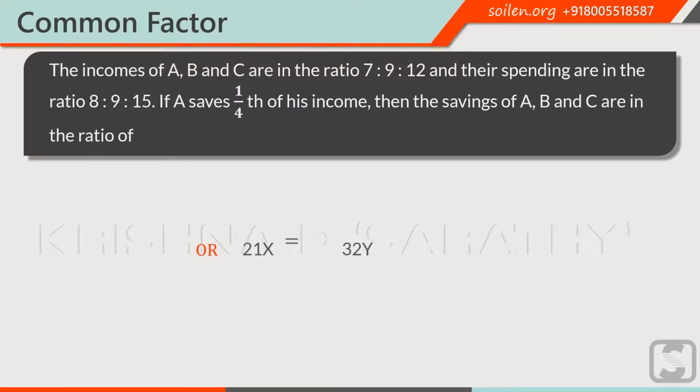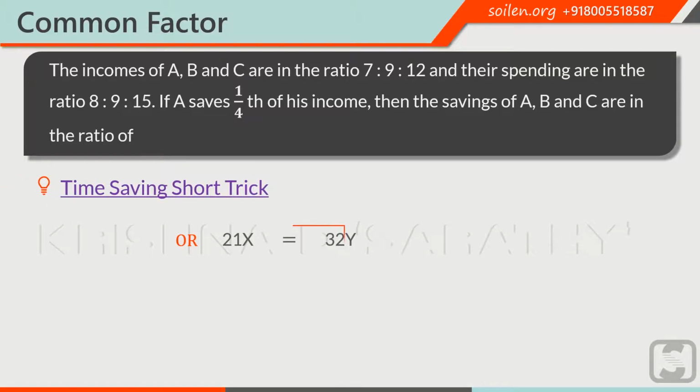Here, we have a very useful time-saving short trick for you. The coefficient of y is the value of x and the coefficient of x is the value of y. So, we can write x equals 32 and y equals 21.